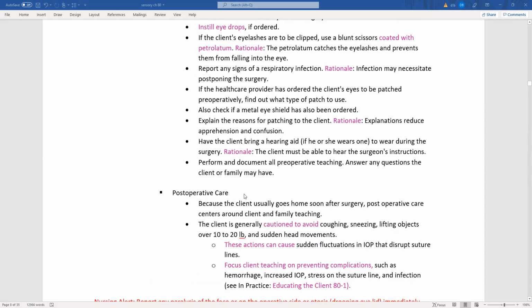Now, after the surgery, this is what we're going to do for postoperative care. Because clients usually go home right after the surgery, the postoperative care is going to center around client and family teaching because they're going home.